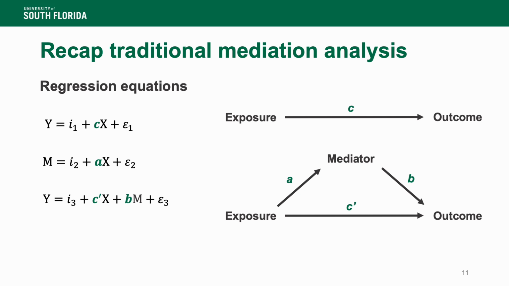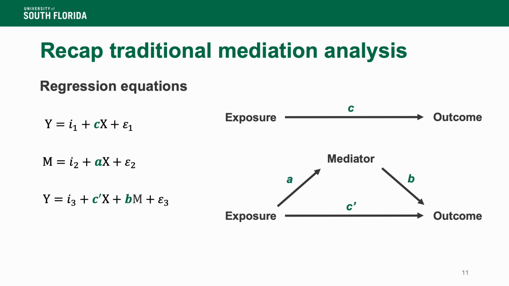In this third equation, y represents the outcome, I3 represents the intercept, x represents the exposure, the C prime coefficient represents the direct exposure outcome effect. And in this case, it's the direct exposure outcome effect because this equation is also adjusted for the mediator. M represents the mediator, and the B coefficient represents the mediator outcome effect.